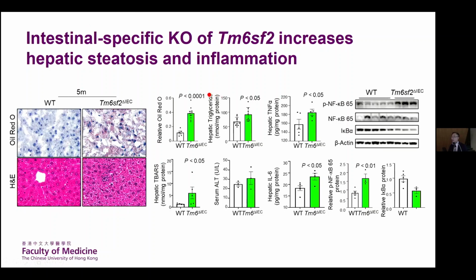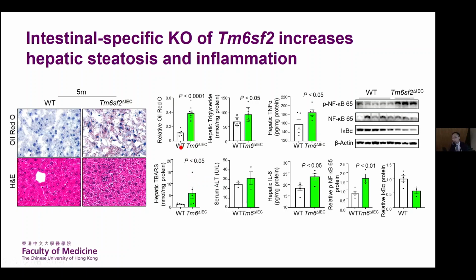So now we generated an intestinal-specific knockout of TM6SF2. So now TM6SF2 is not expressed in the intestine, but the expression is normal in the other organs, including the liver. As you can see, this is very interesting. If you just look at the histology, the degree of steatosis, if you look at it very carefully using Oil Red O staining, which is a very sensitive way of detecting hepatic steatosis, it is still increased, but not much. If you look at the H&E, you really do not see a marked increase in hepatic steatosis.